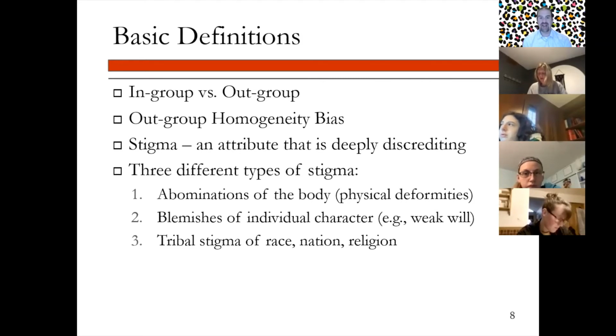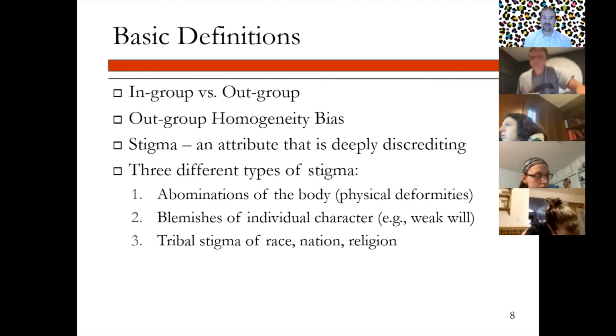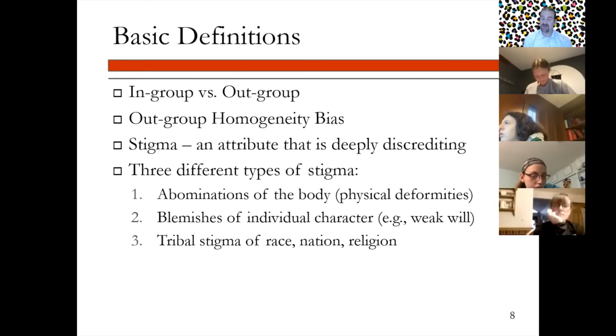So the first piece here was the abominations of the body, so the physical deformity. This can be some type of visual handicap. It could be loss of limb. It could be some type of burn mark, things like that. The second is a blemish of individual character. Our blemish of individual character here might be someone who's perceived as weak-willed. This is where we start to see that individual character is related to things like mental illness. As individuals are stigmatized, they're seen as less credible because they don't have the ability to take care of themselves. They can't just pick themselves up by their bootstraps and continue on if they're having difficulties.